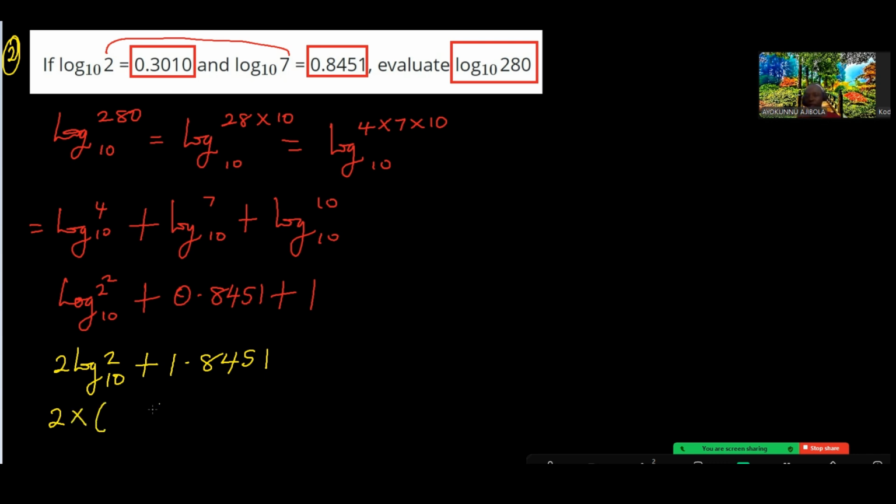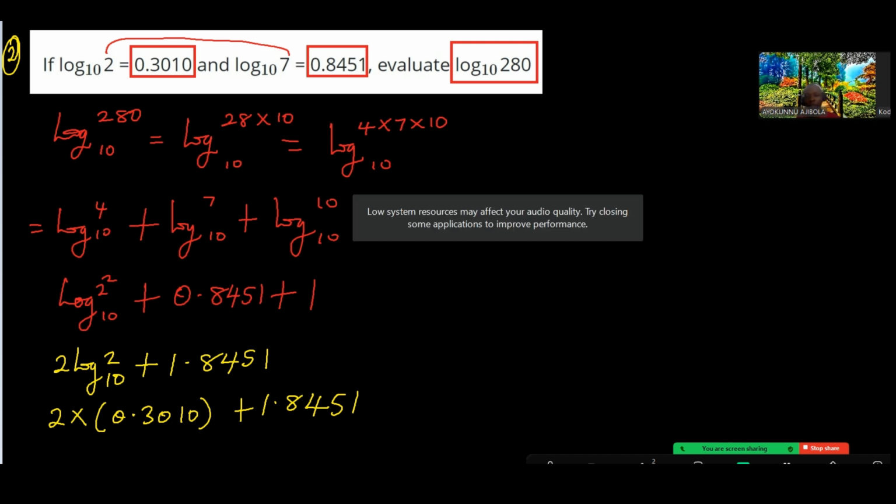What's the value we were given for log 2? That is 0.3010. Then plus 1.8451. So multiply this and tell me what you have. What do you have for 2 times 0.3010?